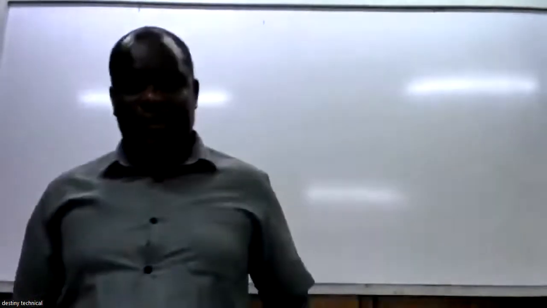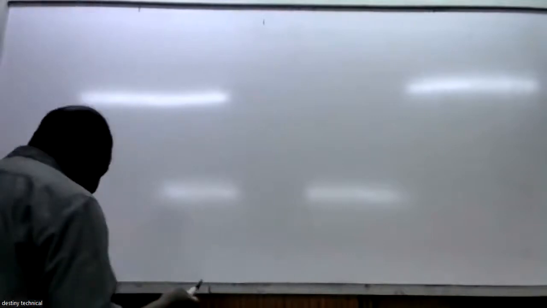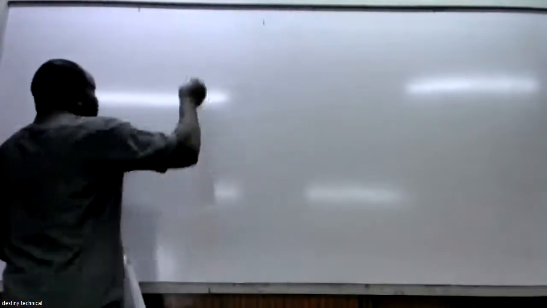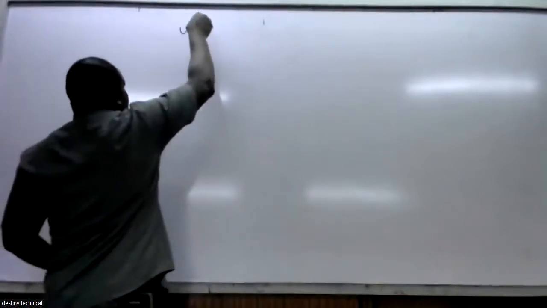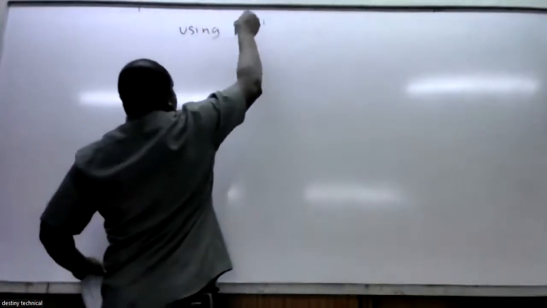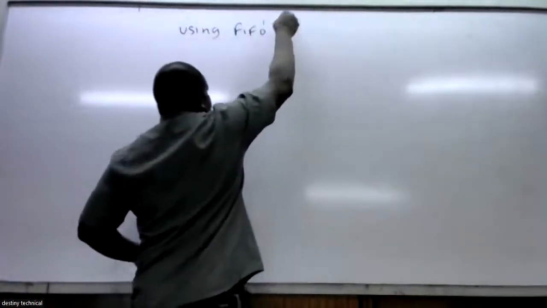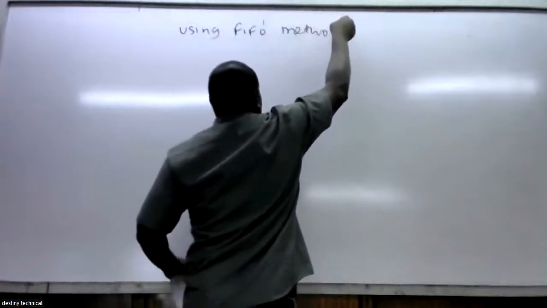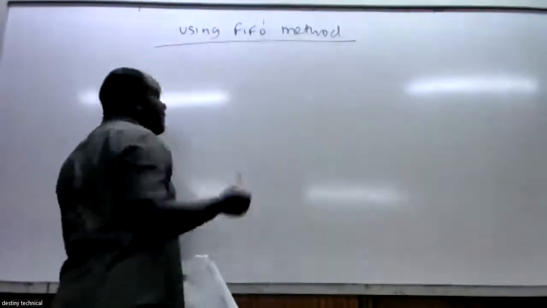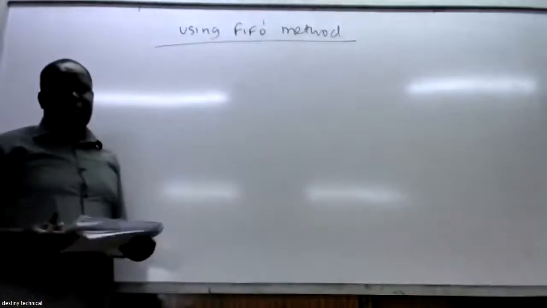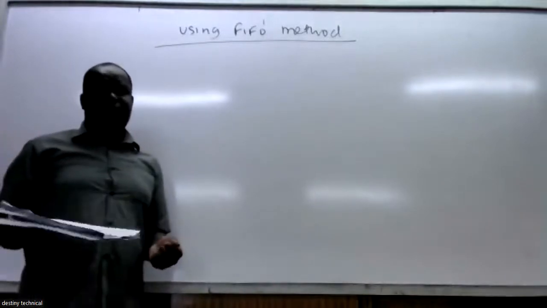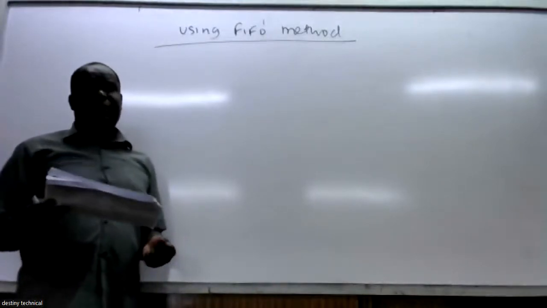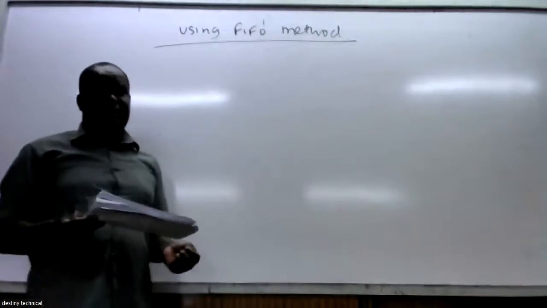So here we are applying the FIFO method, first in, first out method. When we are using the FIFO method, we start off with, there are 6 steps.